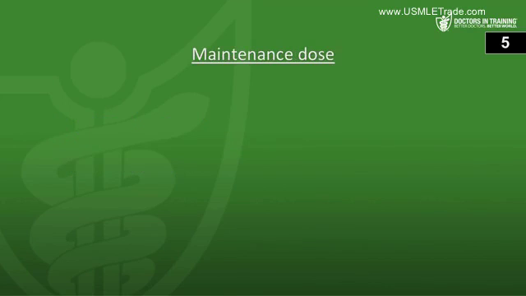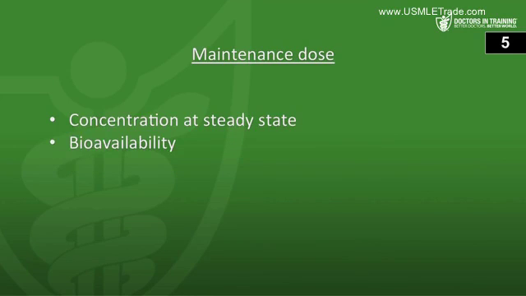But the maintenance dose is determined again by the concentration at steady state and bioavailability, and also by the clearance of the drug. So any disorder that affects drug clearance is going to affect the maintenance dose. But this question says that this drug is renally cleared and this patient's renal function is normal. So in this specific case, the loading dose doesn't change either. So in this instance, neither the maintenance dose nor the loading dose needs to be changed.